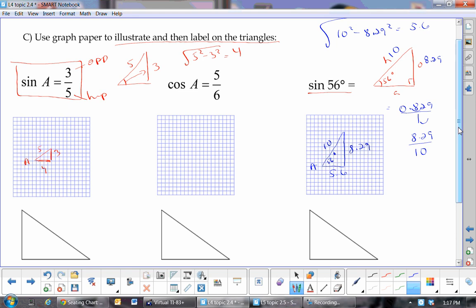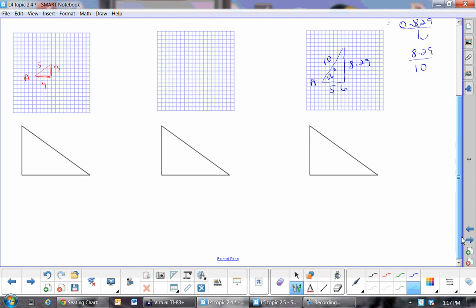Yes? All you go is sine 56 equals. Put in a calculator, sine 56. Just like it says, sine 56 equals. Well, yours is different, right? Yeah, you need to get a good calculator, you guys. Okay.